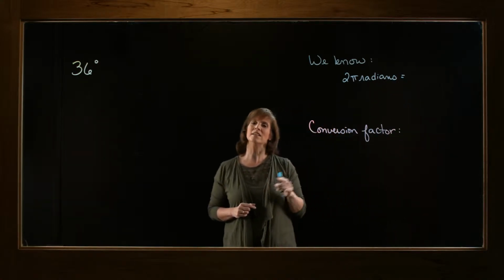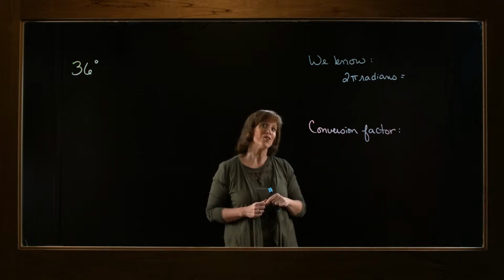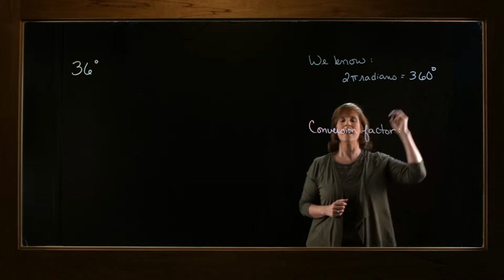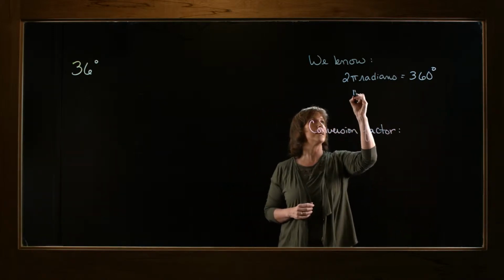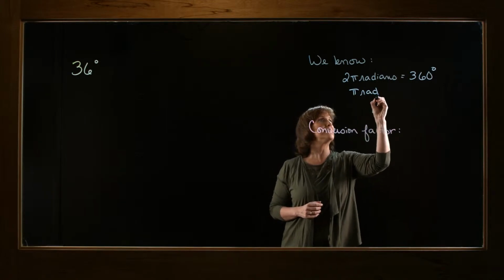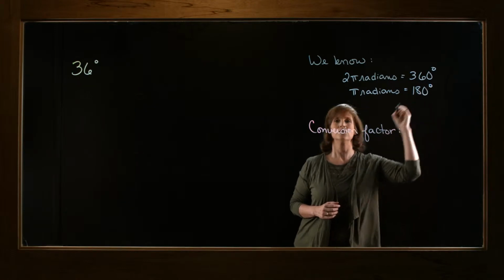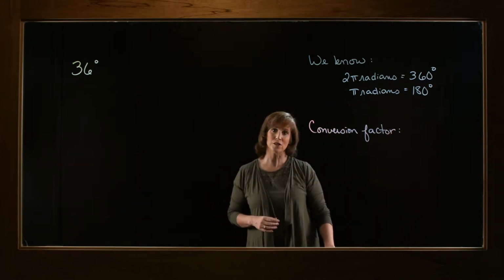If we're working in degrees, one complete revolution is completed in 360 degrees. And we can simplify this by dividing both sides by 2 and noticing that pi radians is exactly the same thing as 180 degrees. Now, how do we turn this into a conversion factor?